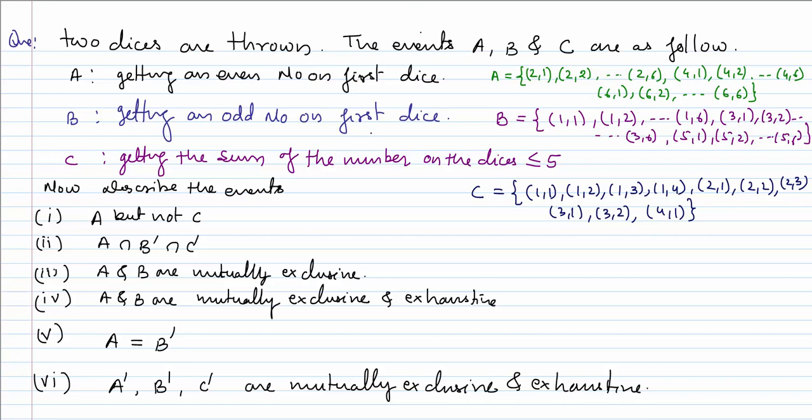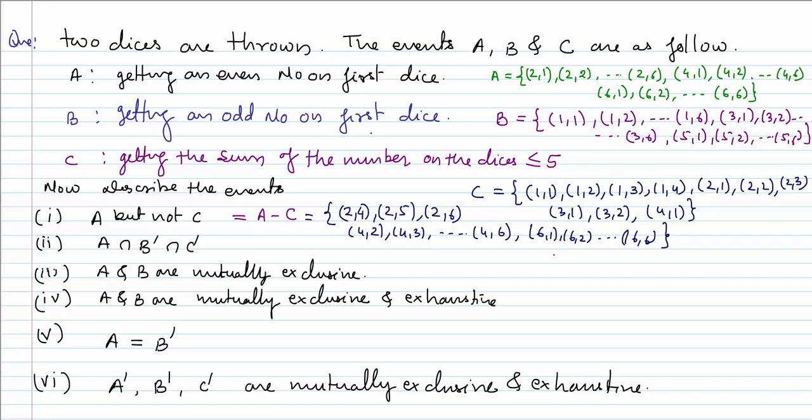Now let us think of event A but not C. What about A but not C? This is A minus C, the elements of A that are not in C. (2,5), (2,6). These are the elements of A that are not in C, since their sum is greater than 5: 6, 7, 8. And for the next one, (4,2), (4,3) and so on up to (4,6). Similarly we have (6,1), (6,2) and up to (6,6) as elements in the set A minus C. So you can see this is not an empty set. So A but not C is this much.